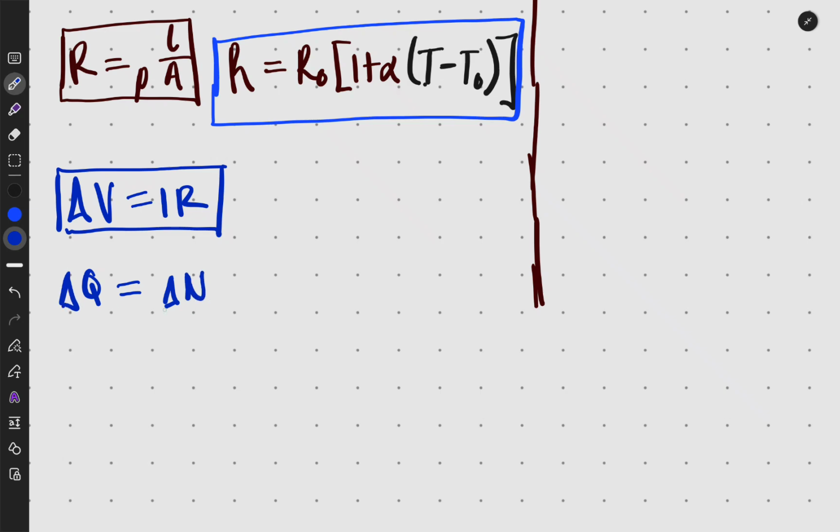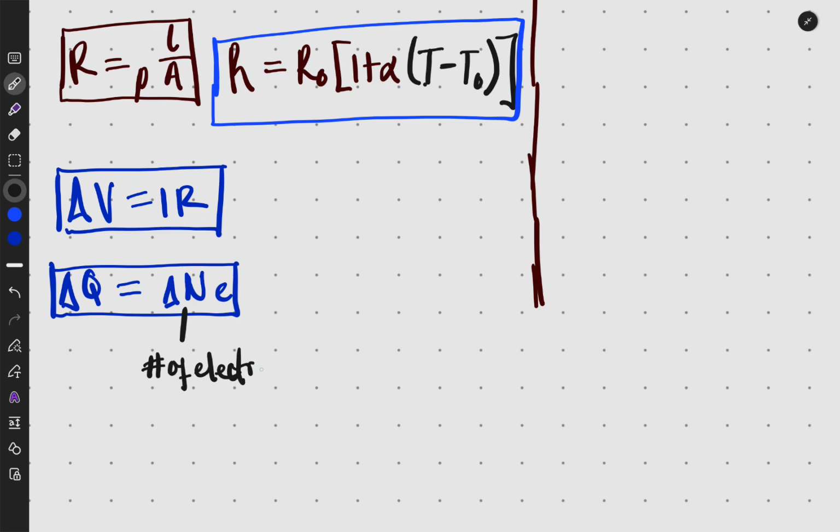Delta Q is equal to delta N, which is the total number of particles, times E, which is the charge on 1 electron. So this gives you the total charge: total number of electrons times the charge. Delta N is actually the number of charged particles, and usually it will be electrons, okay? This gives us the total charge. Then we know that E is the charge on 1 electron, which you find in front on your paper.